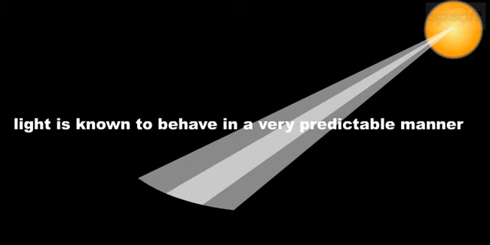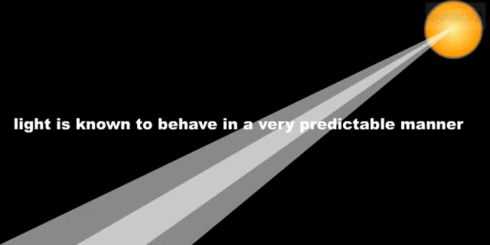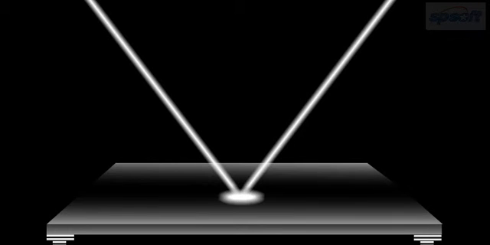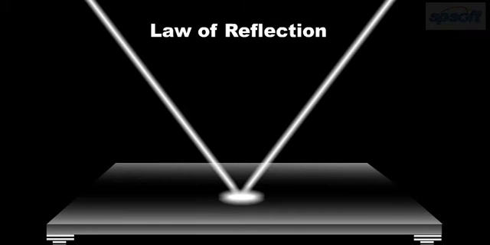Light is known to behave in a very predictable manner. If a ray of light could be observed approaching and reflecting off a flat mirror, then the behavior of the light as it reflects would follow a predictable law known as the law of reflection. The diagram below illustrates the law of reflection.